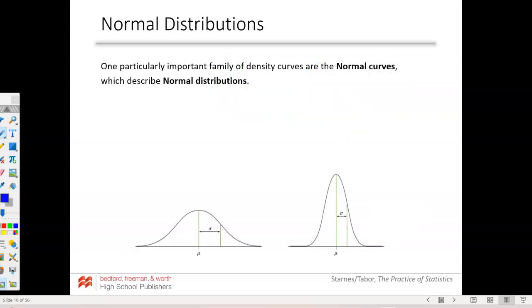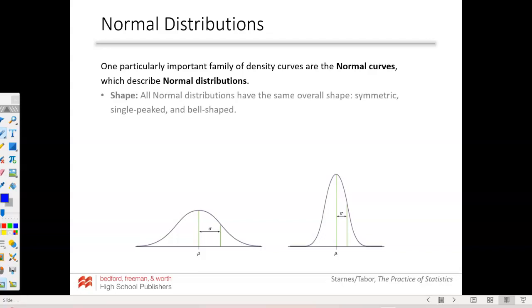Okay, so these are both considered approximately normal curves. And one is taller than the other. That's okay. The shape is symmetric, somewhat bell-shaped. It has a mean and standard deviation there.